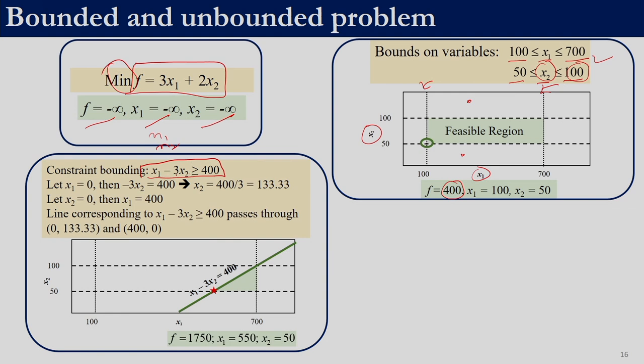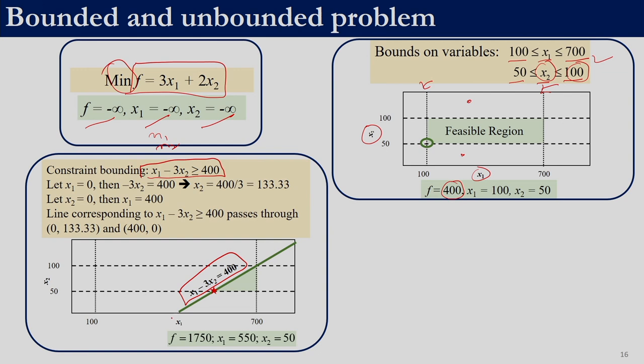Right. So now let us add one more constraint, that the values of x1 and x2 should satisfy x1 minus 3x2 greater than or equal to 400. To graphically plot it, what we will plot is x1 minus 3x2 equal to 400. Remember, our constraint is greater than or equal to 400, but we are plotting this line x1 minus 3x2 equal to 400. This line can be plotted. Greater than or equal to 400 is a region.